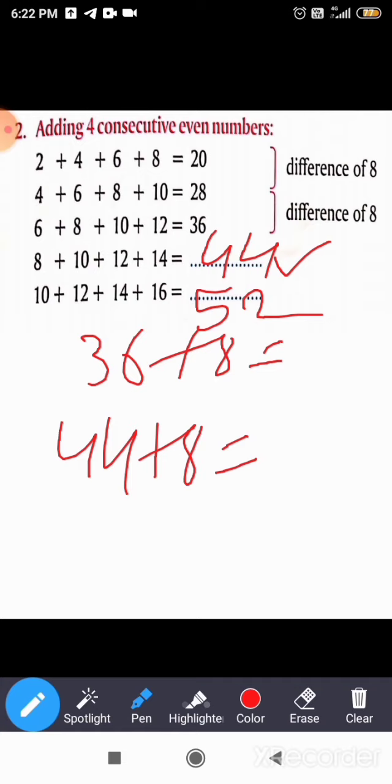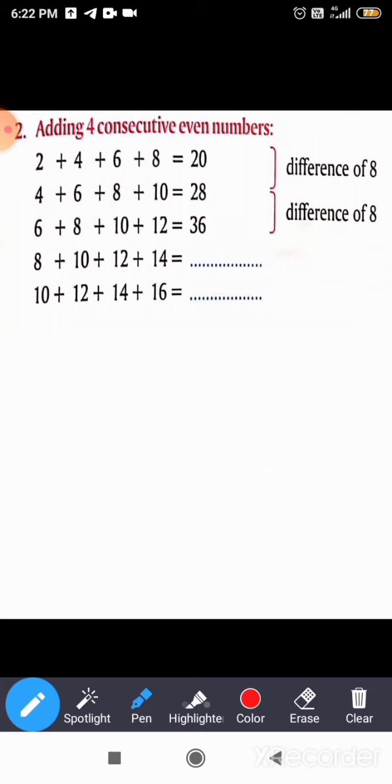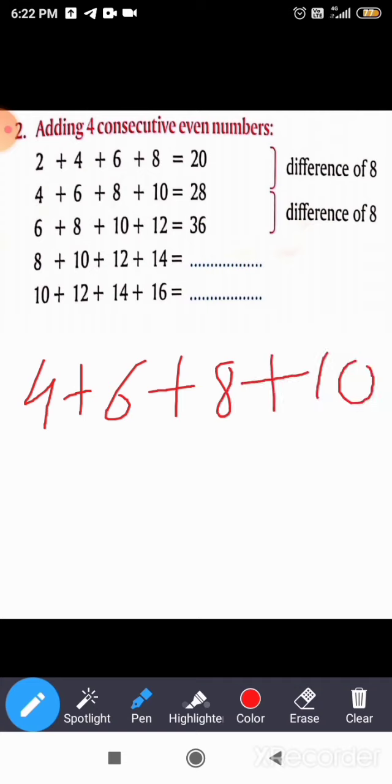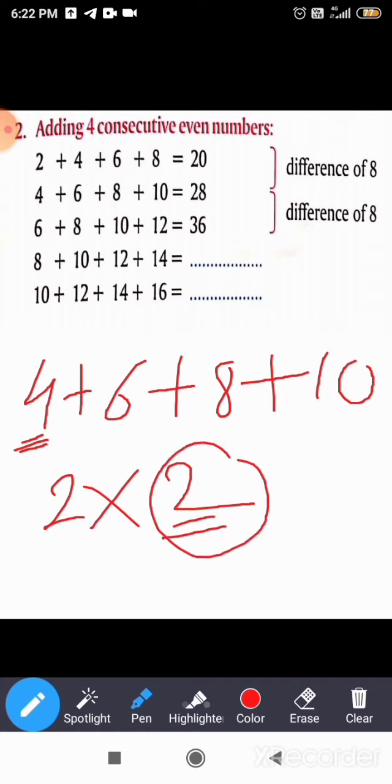Now how are you going to use this funda if such type of questions come in a competitive exam? See students, if you observe here, 4 plus 6 plus 8 plus 10. If we are adding even numbers, all the even numbers are multiples of 2. It means they are coming in the table of 2. So 4 means 2 twos are 4. So 2 minus 1, the answer is 1. So I will add 8 in the answer once. It means in 20 I am going to add 8 only one time. So 20 plus 8, my answer is 28.